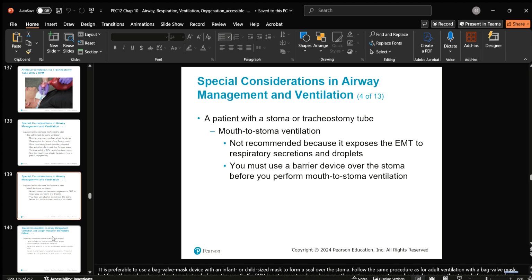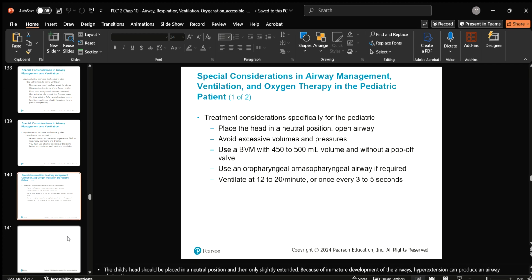All right, mouth to stoma? Okay. No, thanks. It says you must use a barrier device. It's not happening. I'm not doing it.